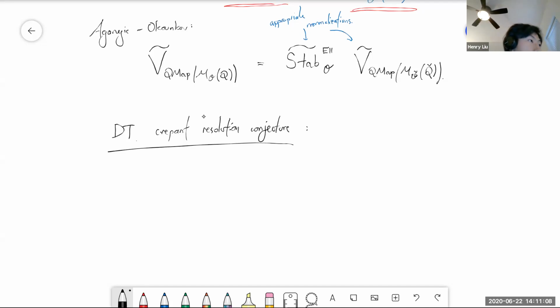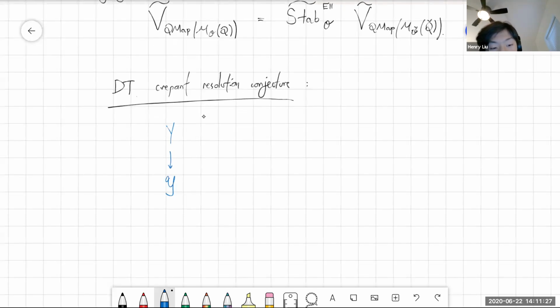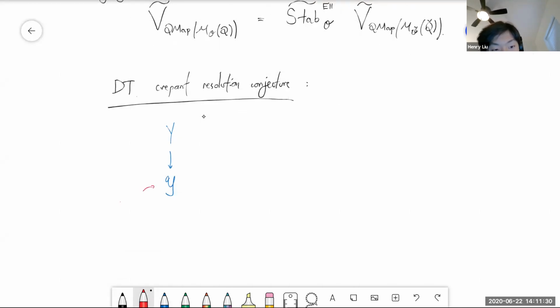So what is this? This essentially works as follows. It says if you start with a threefold Y, which is a resolution of a sufficiently nice orbifold, which we'll also call Y, except it'll be curly. Okay, so this is an orbifold. This is a resolution. Sorry, crepant resolution. It's very important here that it's a crepant resolution.